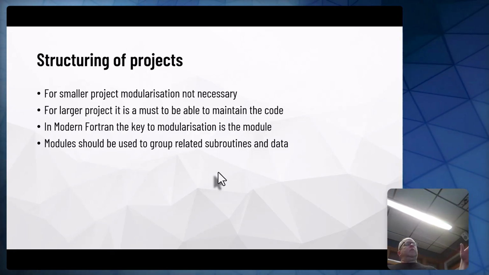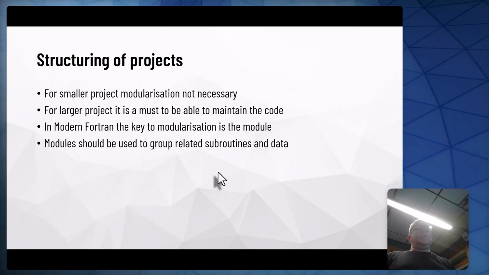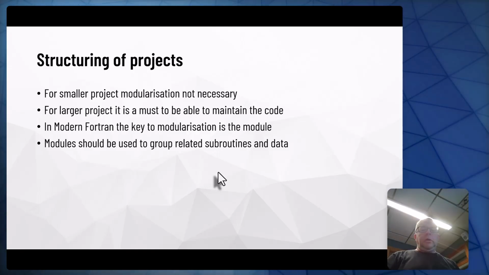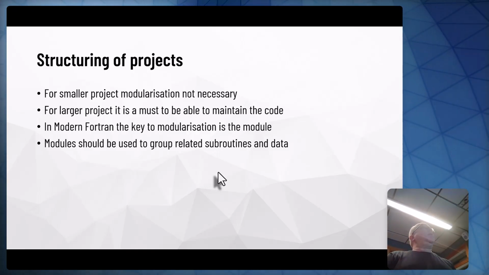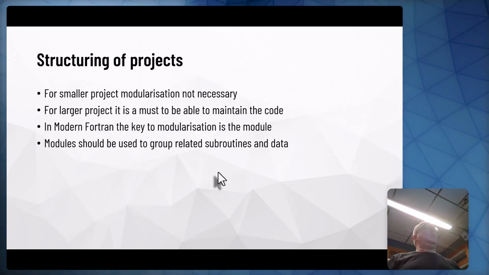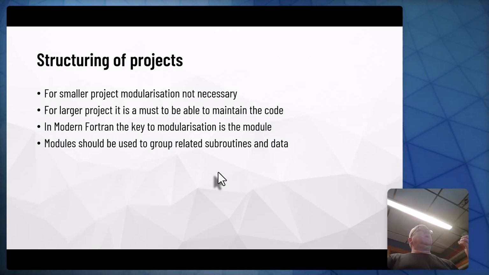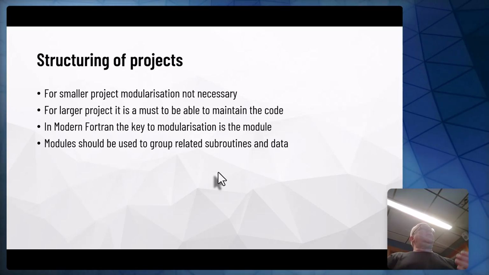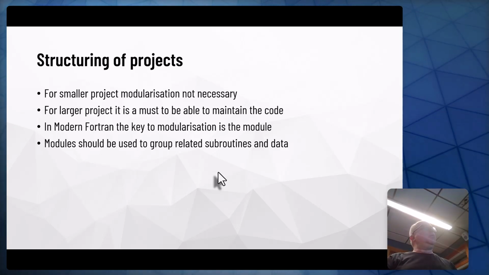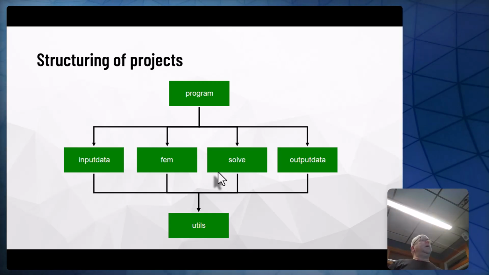But just as in Python, in modern Fortran, the key to modularization is the module. Fortran also has a module system, and modules can be used to group related subroutines and data together in a logical way. In a module, you can define variables, parameters, and subroutines. So they go together in a module. And this is one way of thinking of it.